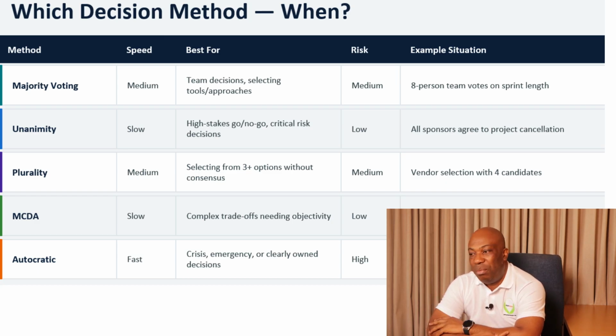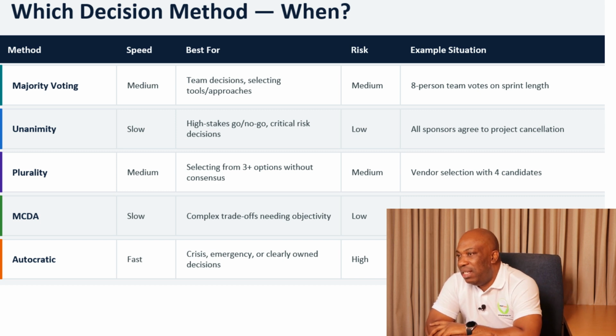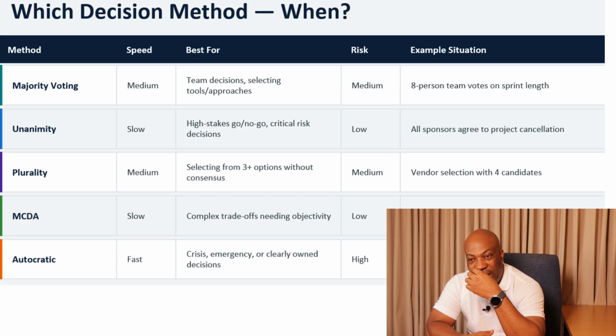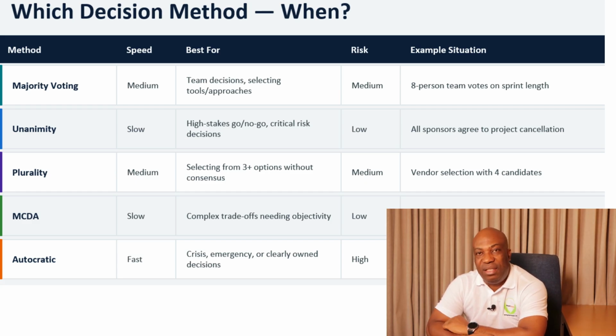When it comes to autocratic, the speed is very fast, because remember it's one person who is making that decision. It's also good for crisis, emergencies, or clearly owned decisions. And then the risk is very high because they might use incorrect or poor information or even bias, and you might have disengaged stakeholders and project members. An example is the PM making an urgent technical call during an incident. So this is quite important.